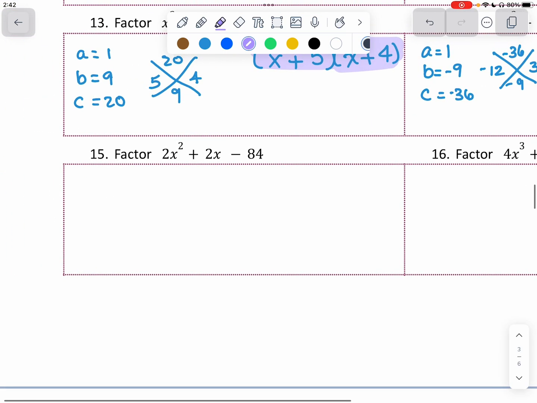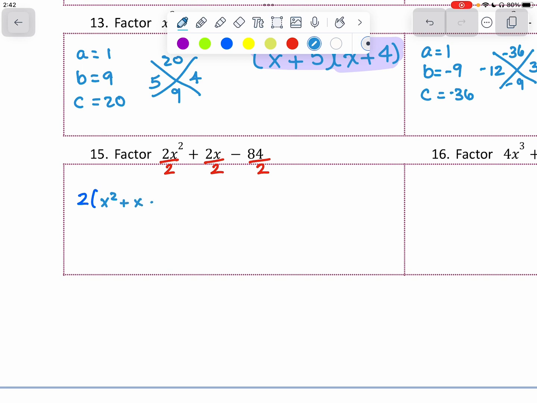Number 15, my leading coefficient is not 1, so I'm going to check to see if there's a greatest common factor. And there is. I'm going to factor out a 2. So then that factors out to give me x squared plus x minus 42. And I don't want to forget my 2, so I'm going to go ahead and write out my factored form over here with the 2 because that's an important part of the factored form.